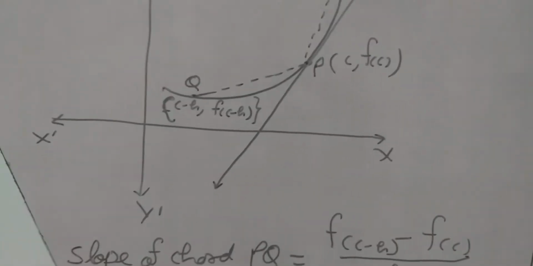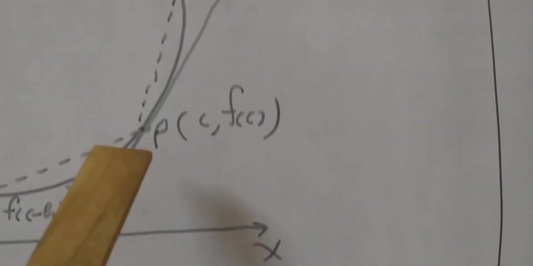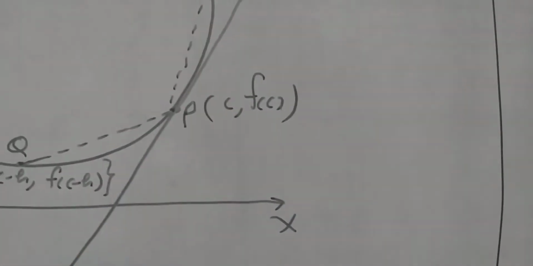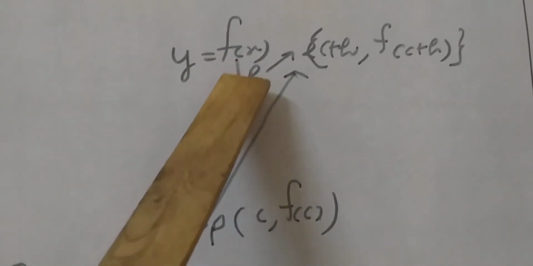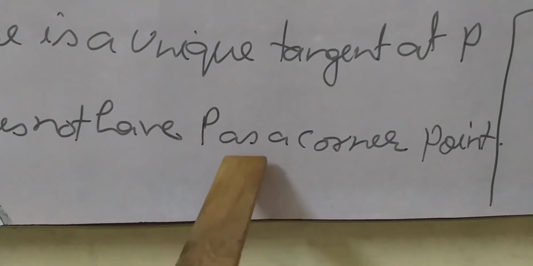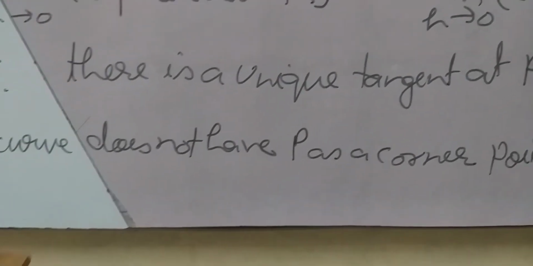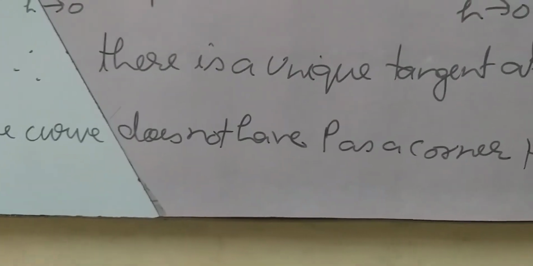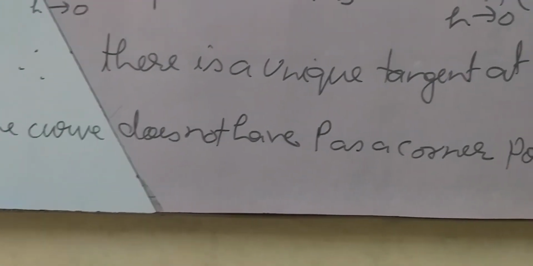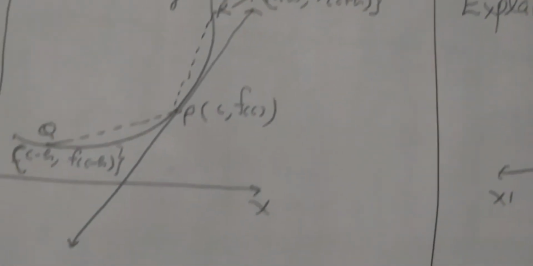Okay students, but you have to remember, point P is given here, so we can easily find out the slope. If point P is given at a corner, then it will be difficult to find the slope. So the curve does not have point P as a corner point. Okay students, remember, for the differentiability to equate the slope, the curve does not have point P as a corner point.